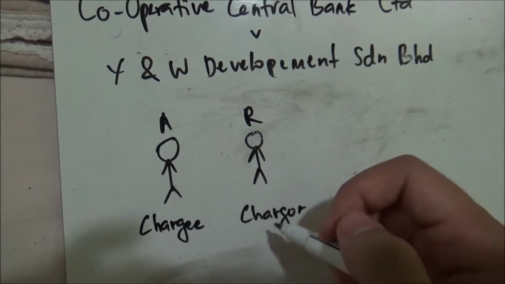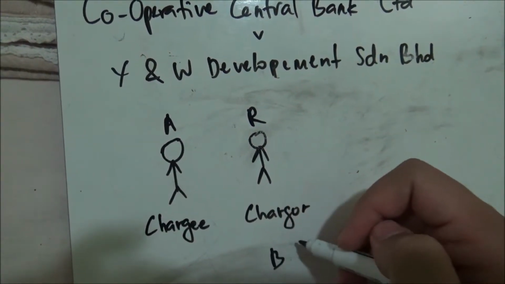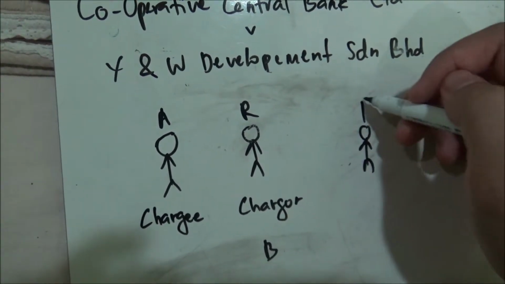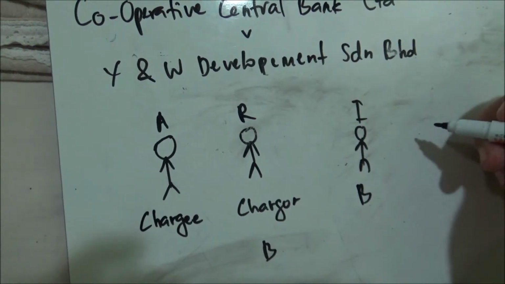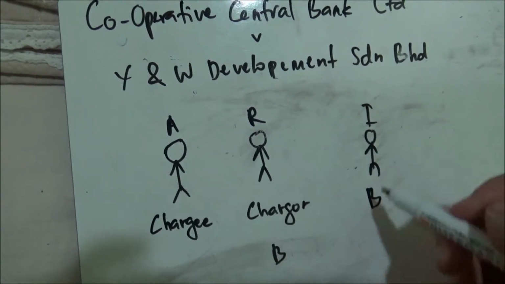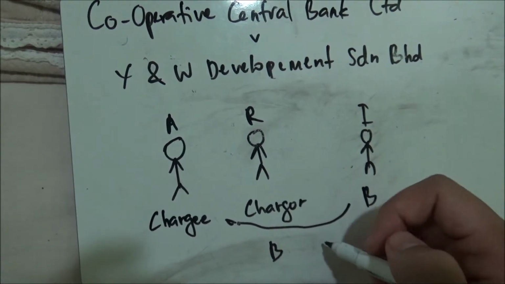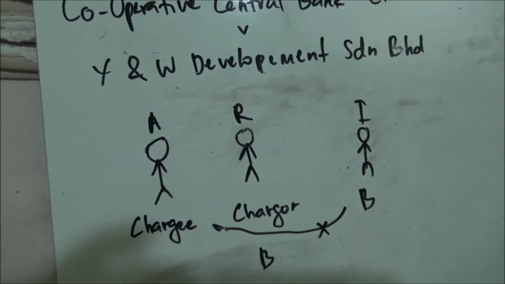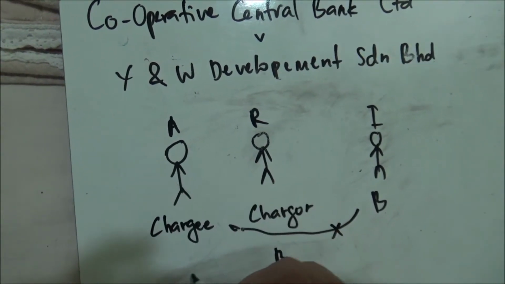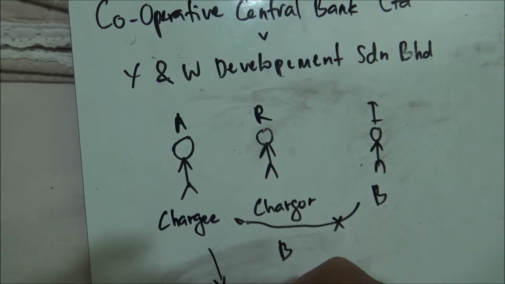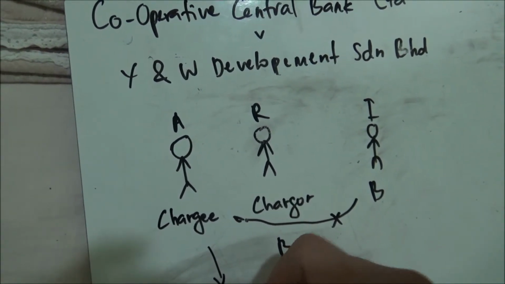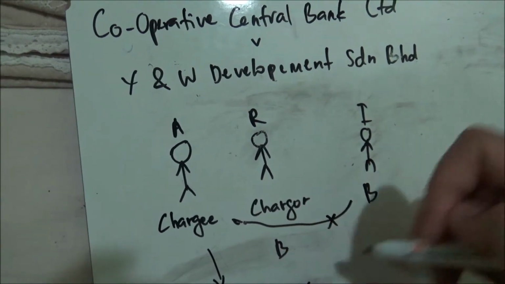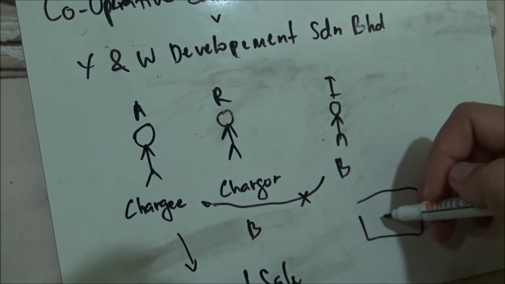So the chargor is not the borrower, but the borrower is another person, whose name is Ismail. So Ismail is the borrower. What happened in this case? When the borrower defaulted in payment, he cannot pay the amount of the loan, then the chargee applied to the court for the order of sale of the land, the land that is being charged.